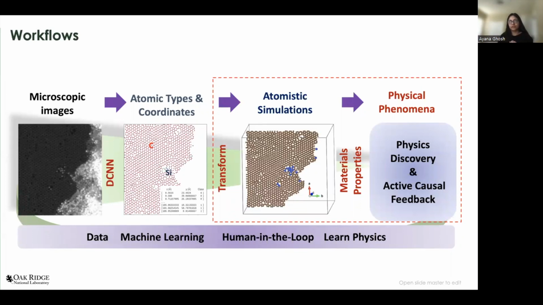So the next part of this tutorial is focused on the workflows, where and how we will learn how to transform these features, like the atomic positions and types that we can get from the neural networks, and then pipe that into atomistic simulations to perform different simulations and estimate the material properties, and how we can think about using some of that to provide good feedback to perform the next set of experiments. So this is where definitely the human in the loop again comes into play, while we are trying to learn the materials physics that are associated.